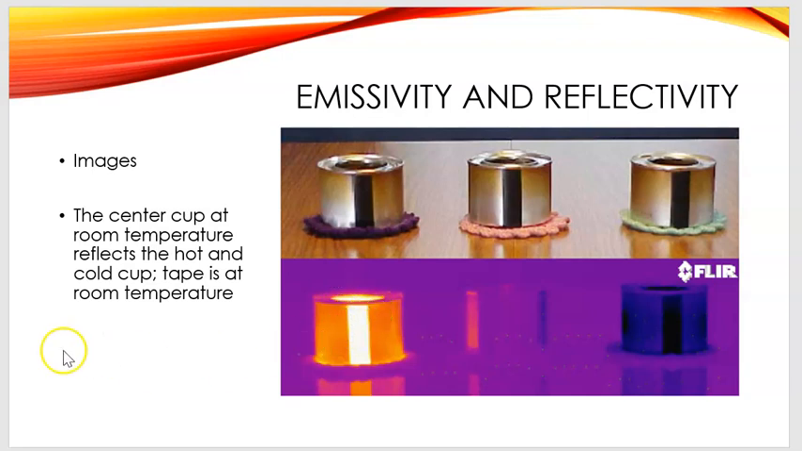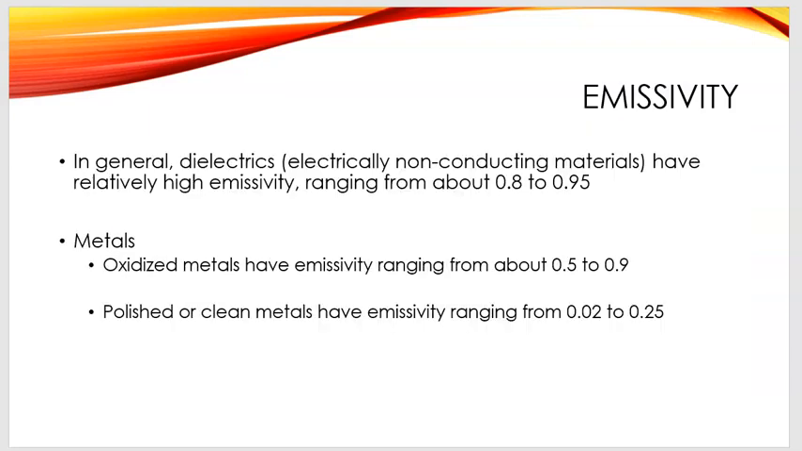You can tell it's probably insulated a little bit and so forth. In general, dielectrics, electrically non-conducting materials, have high emissivity ranging around 0.5. Metals are typically in a lower range, and polished and clean surfaces really get down to low emissivity, which means it's going to be harder to see with a camera if you're using infrared cameras.